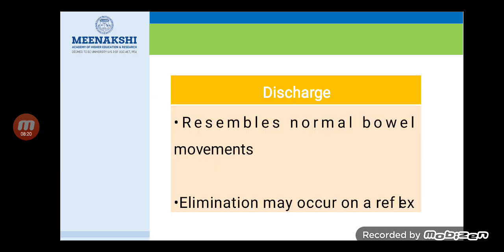If you see, the discharge that comes out of the descending or the sigmoid colon resembles a normal bowel movement. Elimination may occur on a reflex basis as usual, like in other individuals.